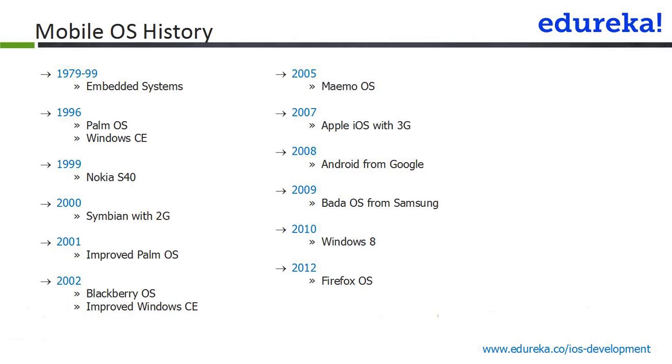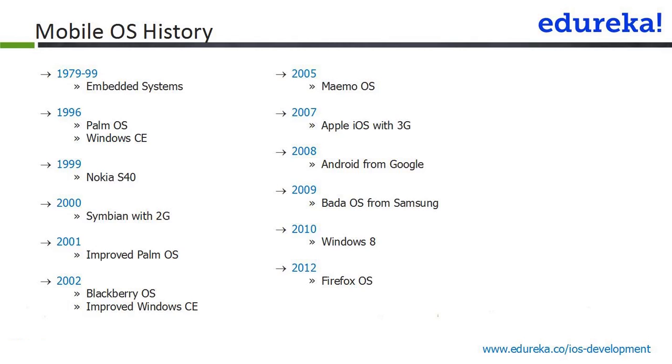And BlackBerry was used for corporate mail, and it also had its own WAP, Wireless Application Protocol. And in 2005, Maemo OS was developed in Nokia Labs, but it was open source, and it was based on the Debian Linux operating system. Then in 2007, Apple iOS came out with 3G. So not only could you browse the web and do email and everything, but there was live audio, video streaming, and, in true typical Apple fashion, it was a revolution.